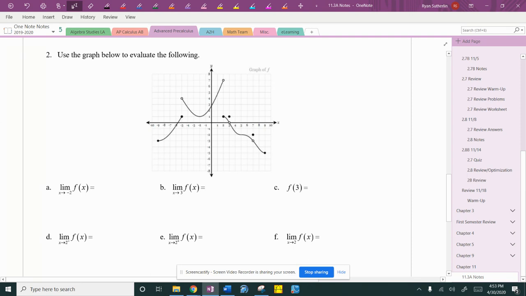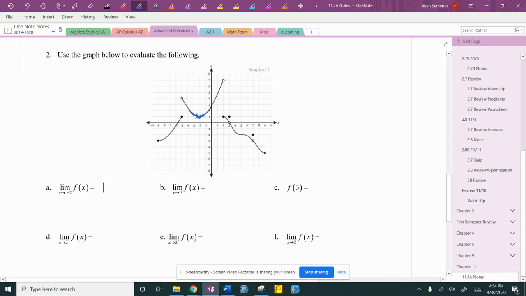So the first question asks, what's the limit as x approaches -2? So I'm going to look at x equals -2. Here's the point. As I approach from the left and as I approach from the right, I'm headed towards the same y value, and that y value is 1. So the limit as x approaches -2 is 1.